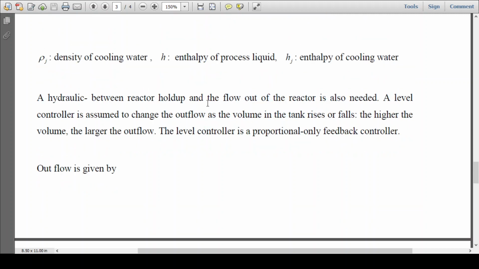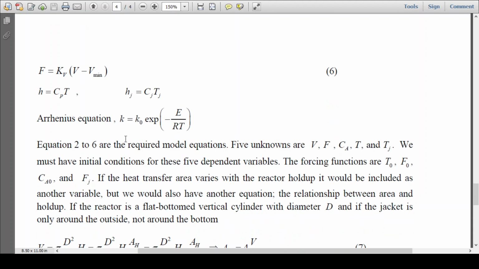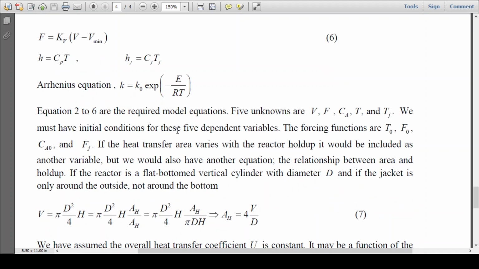For the hydraulics of the reactor, the flow outside the reactor needs to be controlled, so you need a level control to control the flow rates. So F can be calculated as Kv (V minus Vm). H is Cp T, Hj is Cj Tj. The Arrhenius equation is given by k equals k0 exponential of minus E upon RT. So equations 2 to 6 are our required model equations, with the 5 unknowns V, Ca, T, F and Tj, and for that we need the inputs T0, F0, Ca0, Fj.